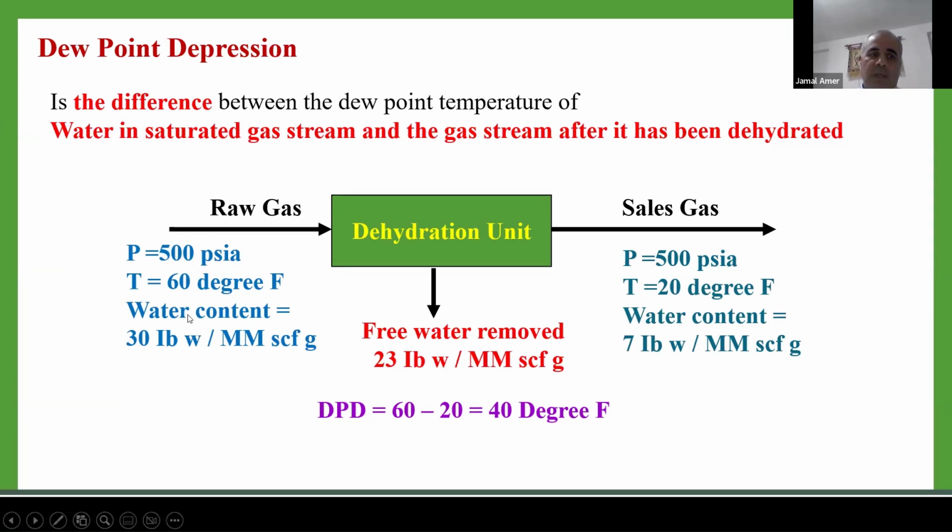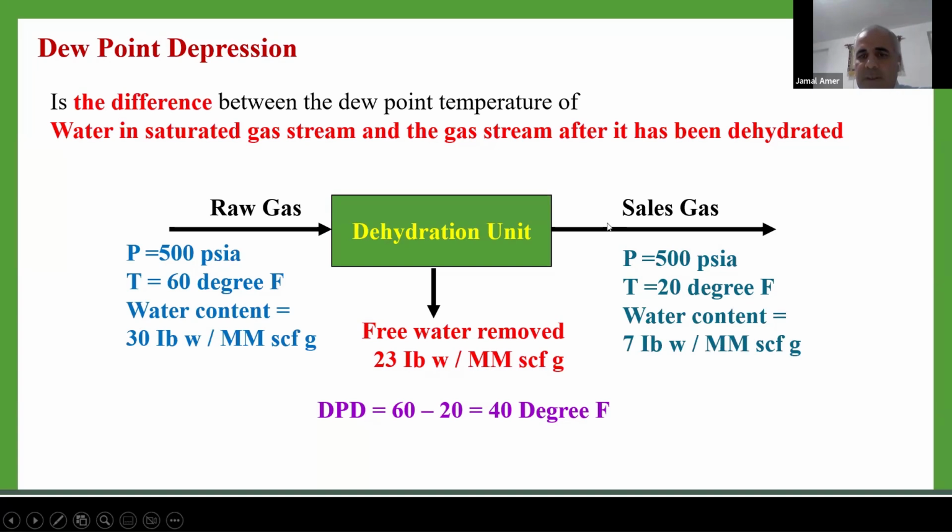As we see here, we have raw gas, we have pressure, temperature, gas content, water content. All this figure is just a figure. And after the dehydration unit, we have to reduce the dew point. How to reduce the dew point? We have to remove as much water as possible from the gas. How do we remove it? By a dehydration unit or by cooling. Here we are talking about a dehydration unit using glycol. So here free water removed is around 23 pounds of water per 1 million standard cubic feet.